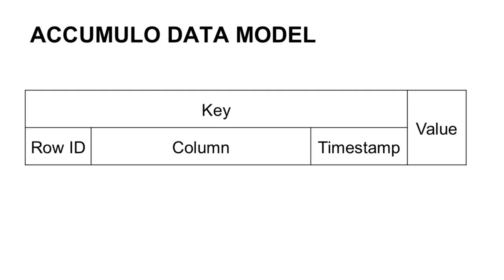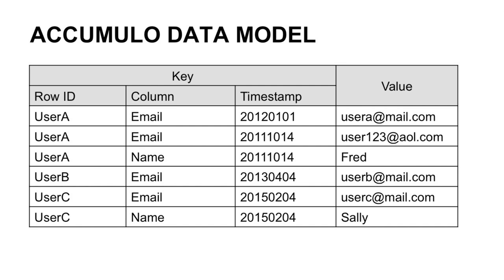If you're used to working with spreadsheets or with tables in relational databases, the row and column concept will be familiar. A set of key-value pairs that have the same row ID are considered to be in one logical row. Each row can have multiple values, each associated with a column. Row IDs and columns consist of byte arrays.